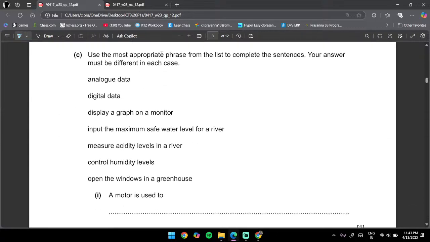Okay, then it says use the most appropriate phrase from the list to complete the sentences. Your answer must be different in each case. So I have analog data, digital data, display a graph on a monitor, input the maximum safe water level for a river, measures, inputs, displays, and these are types of data. So these are the keywords I'm highlighting: controls, humidity level, and opens.